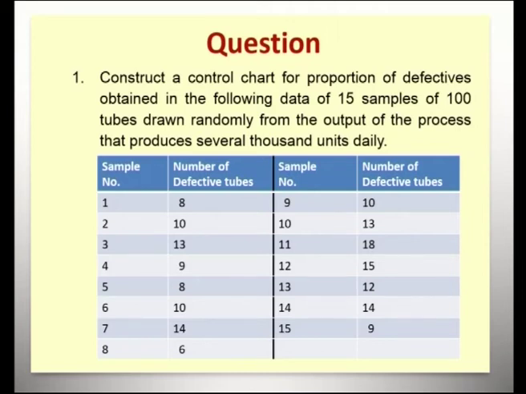Based on the discussion in this session, the following question may be posed. Construct a control chart for proportion of defectives in the following data of 15 samples of 100 tubes drawn randomly from the output of a process that produces several thousand units daily. So, 15 samples have been drawn, each sample consisting of 100 tubes. It means the data given is sample number 1 and number of defective tubes is 8. It means out of 100 tubes in sample number 1, 8 tubes are defective. Similarly, out of 100 tubes in sample number 2, 10 tubes are defective. Likewise, in sample number 15 out of 100 tubes, 9 tubes are defective.